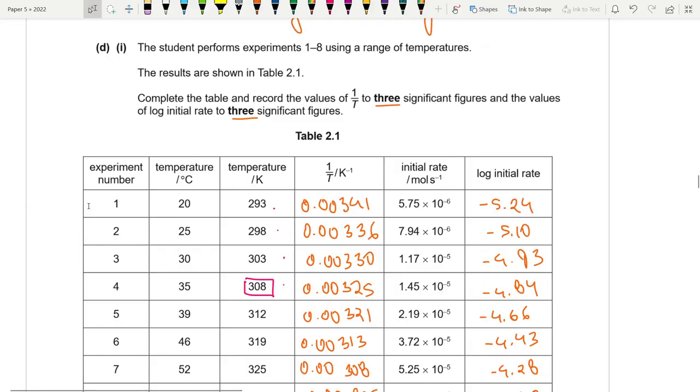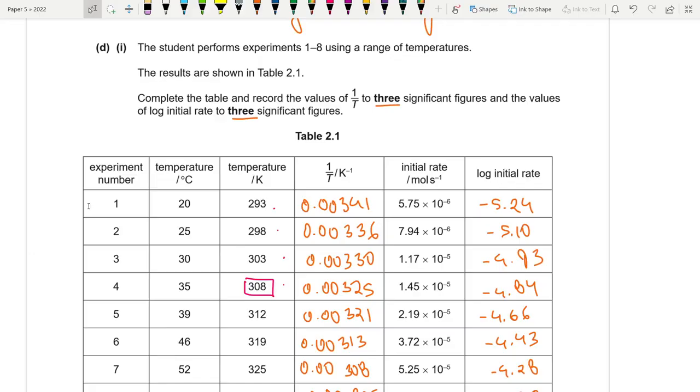The student performs experiment 1 to 8 using a range of temperatures. Complete the table and record the values of 1 by T to 3SF and the values of log initial rate to 3SF. Unlike physics, in chemistry paper 5, they will tell you how many significant figures you're required to use.